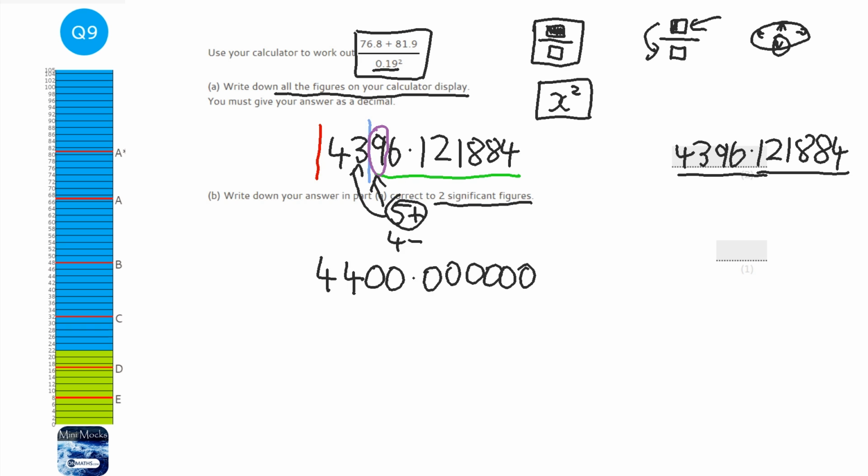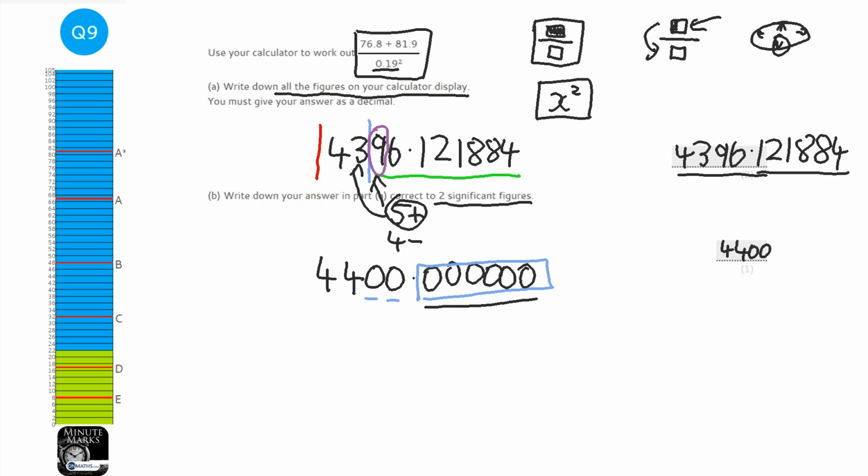But these numbers here are not changing the number at all. These 2 zeros here will make that 4,400 instead of just 44. The other numbers after the decimal point, we might as well get rid of them. So the answer is 4,400, okay, because we don't need to show these numbers.